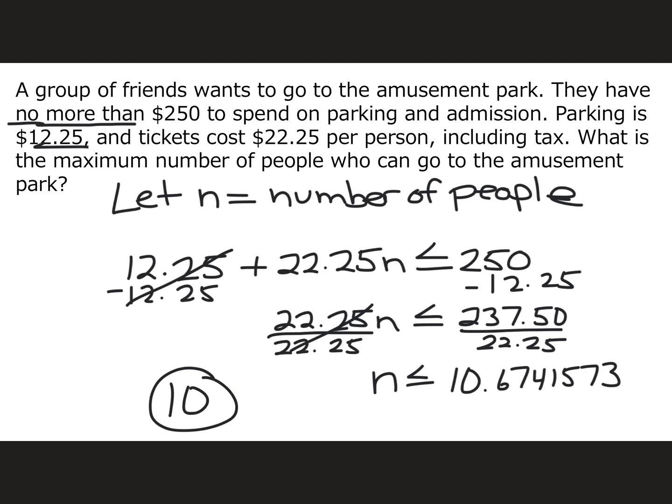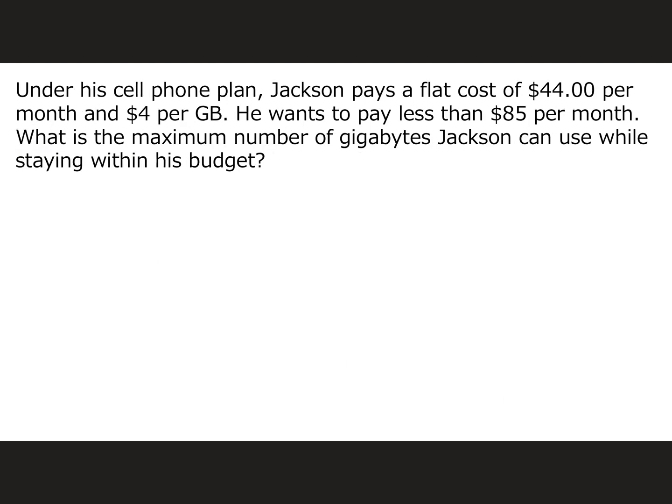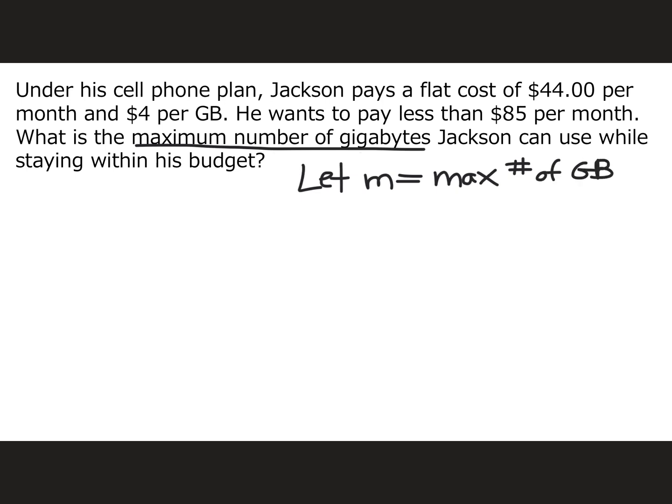All right, one more. Under his cell phone plan, Jackson pays a flat cost of $44 per month and $4 per gigabyte. He wants to pay less than $85 per month. What is the maximum number of gigabytes Jackson can use while staying within his budget? All right, so let's see. What do we want to know? The maximum number of gigabytes. So I'm not going to do a G. I don't like G's. They look like other numbers for me. So maximum number of gigabytes. I'm going to do M.